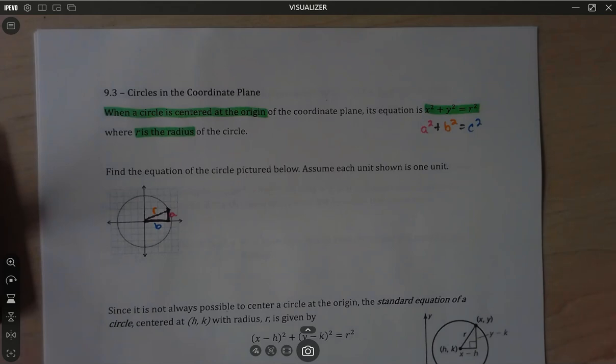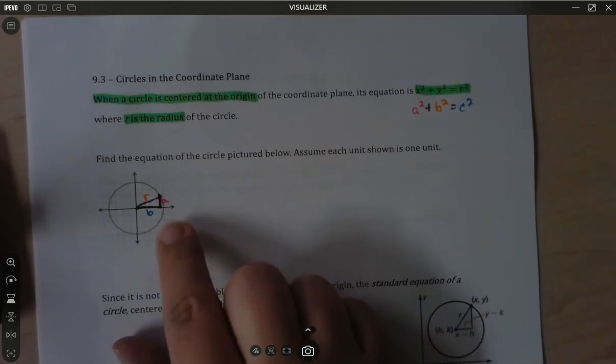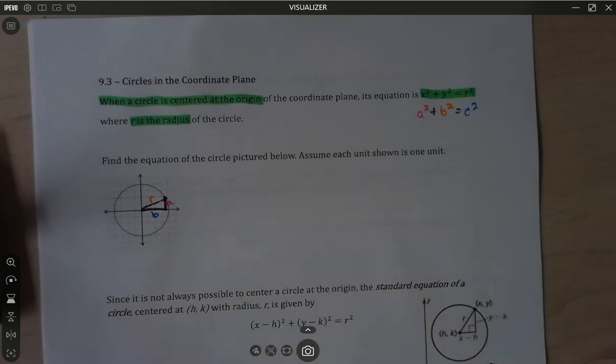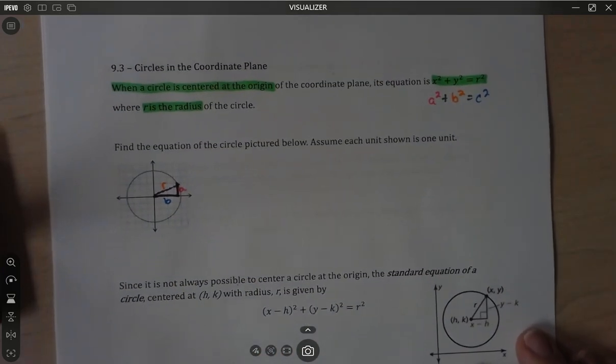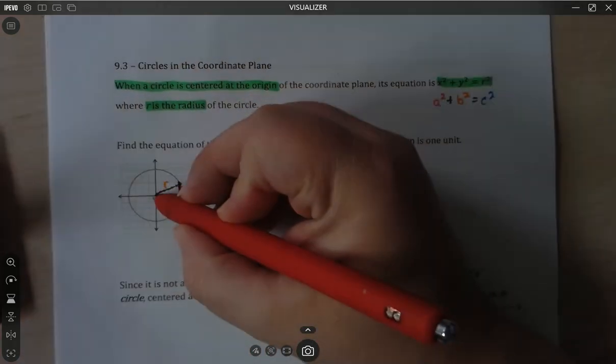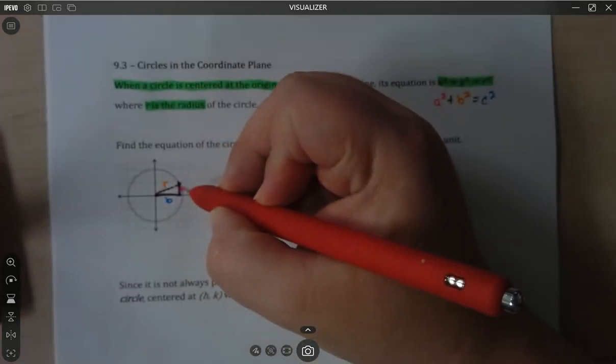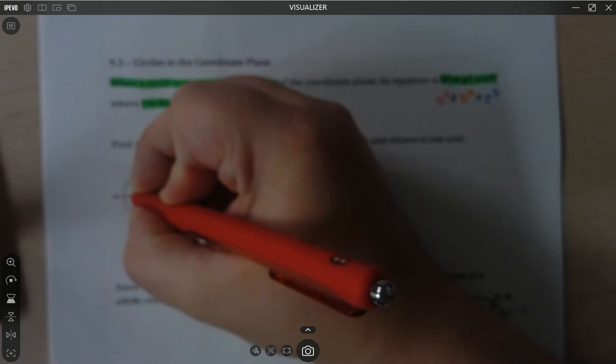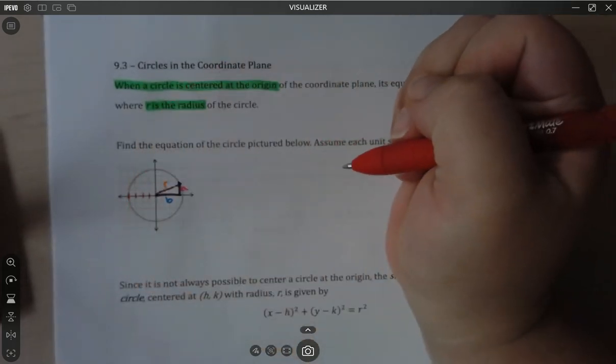Okay, so let's look at this. We want to find the equation of the circle pictured below, and we want to assume that each unit shown is 1 unit. So it is going to take some looking at what each unit is and trying to count. So I'm going to take my red pen here. It's a little bit finer of a point. And because I've already marked up to the right, I'm going to go to the left. I'm going to see this is 1, 2, 3, 4 units.